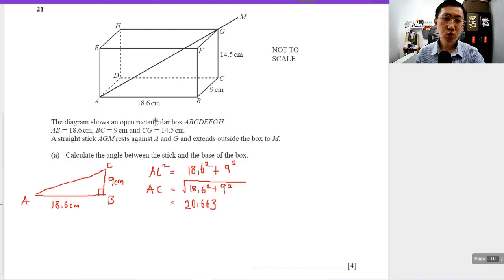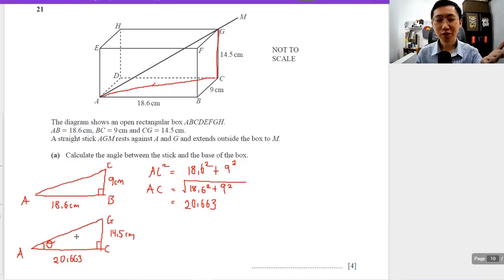Now I want you to focus on the triangle ACG. Let me draw one more time. ACG, diagonally. A, G, and C. So we already found AC to be 20.663. Again, 90 degree here. Can you see GC is 14.5? So label 14.5 centimeter. Okay, so we are going to find the angle theta here.